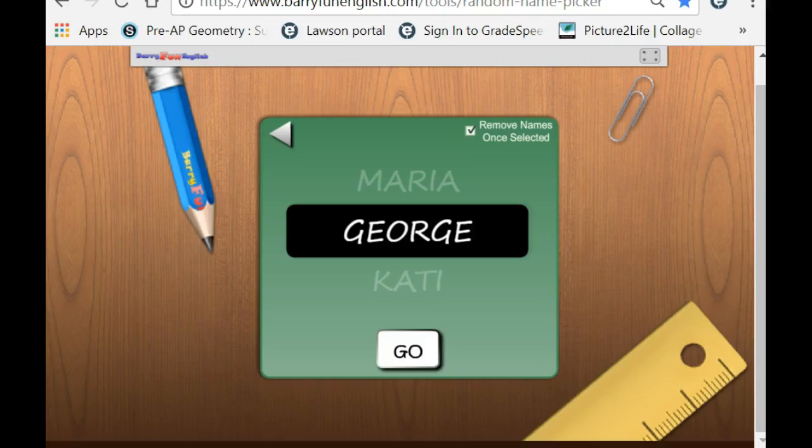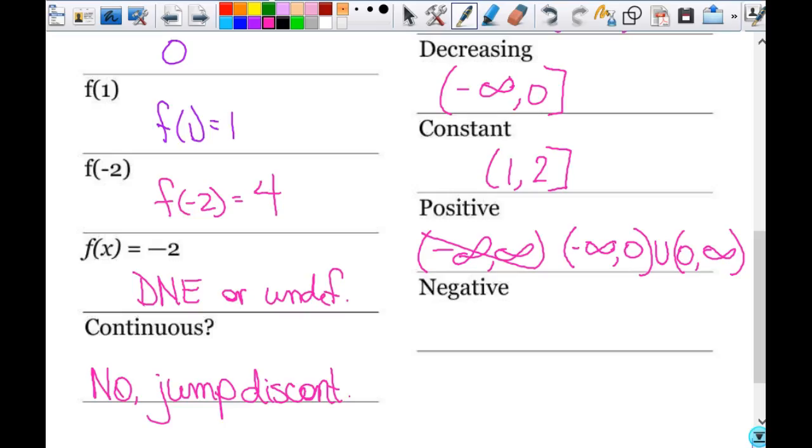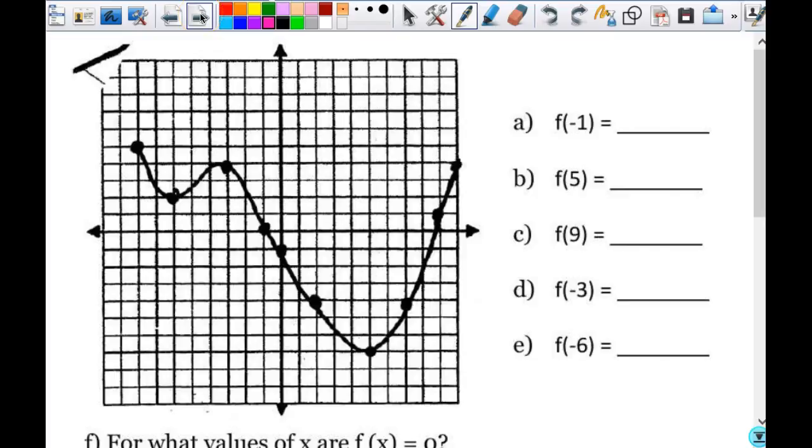All right, negative intervals. Christy. Undefined? You all agree with that? Can we do the does not exist or undefined? Just don't ever leave it blank if it's none, because then it's just wrong. Any questions? Awesome. All right, so let's do these together.